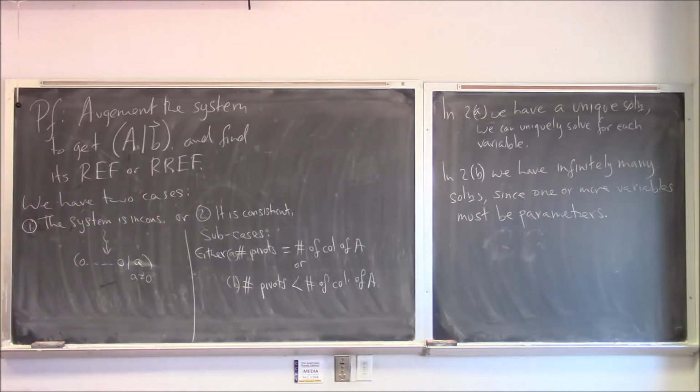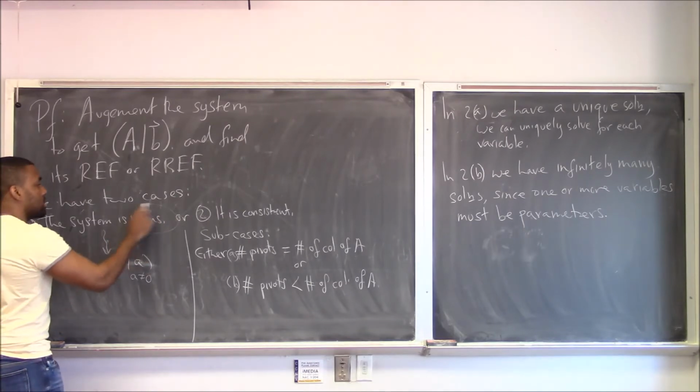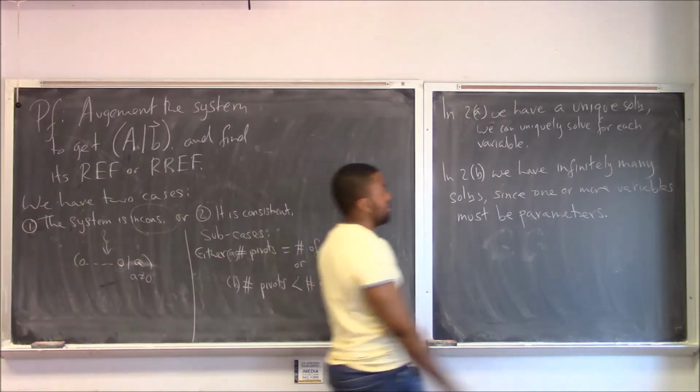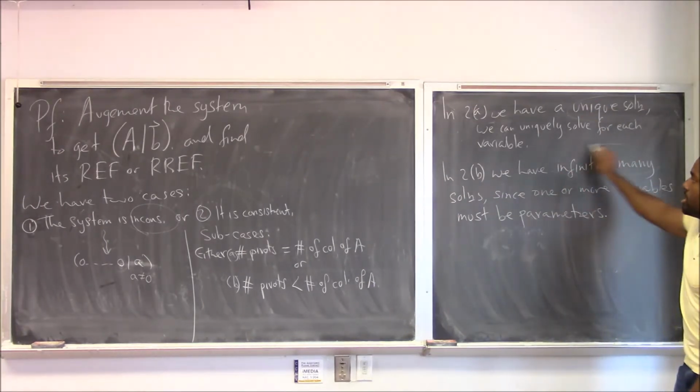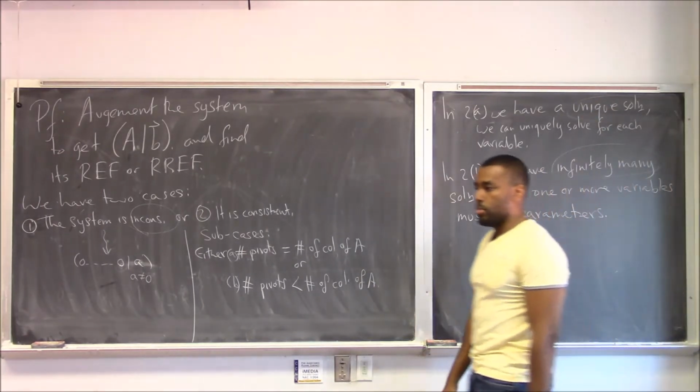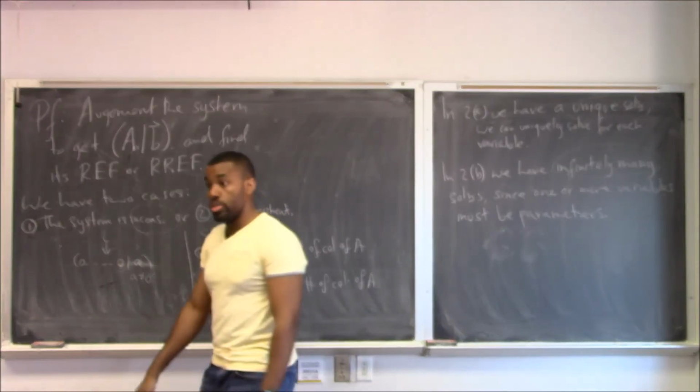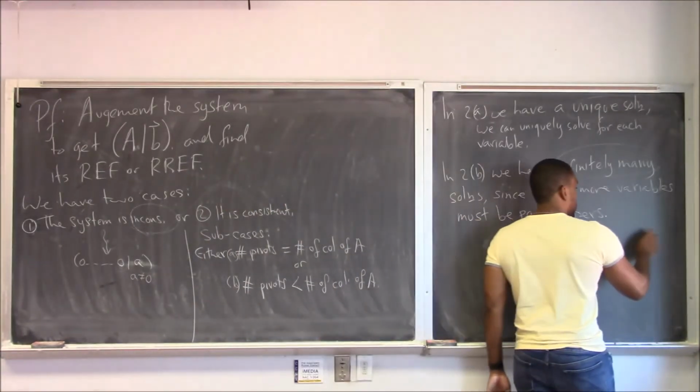So at the end of the day, we will be inconsistent, we will have a unique solution, or we will have infinitely many. This exhausts all possibilities and all cases. It turns out there are only 3 of them. End of the proof.